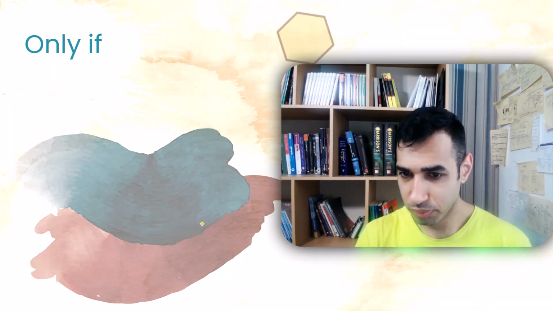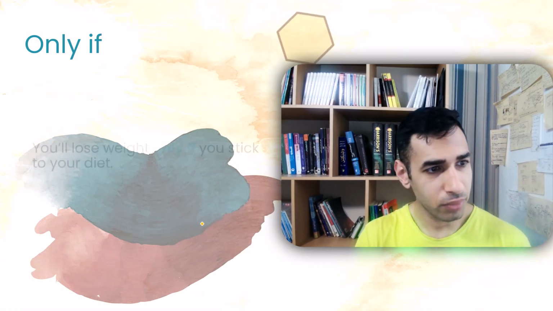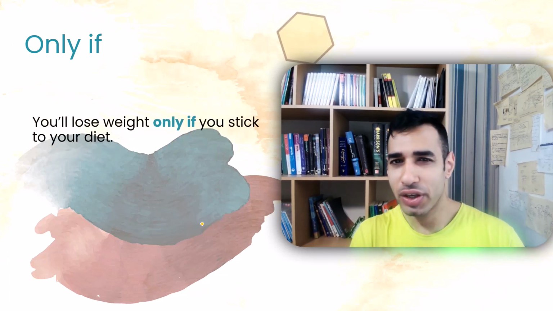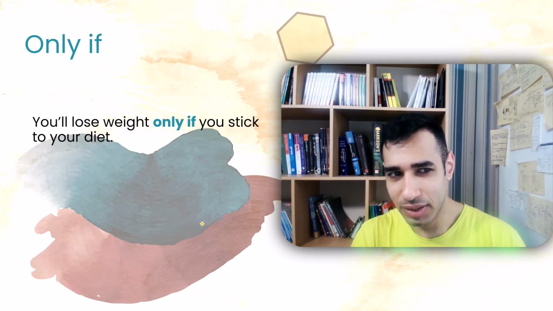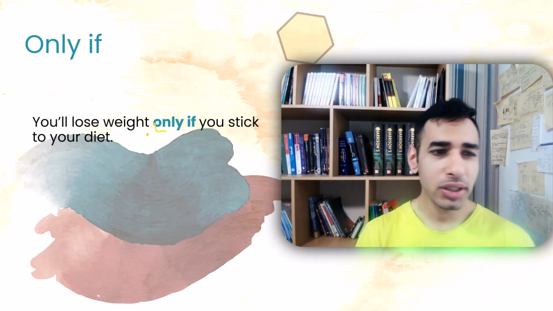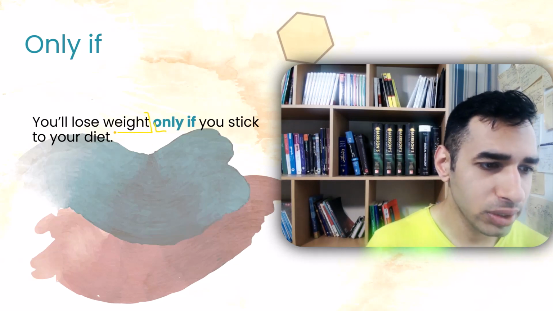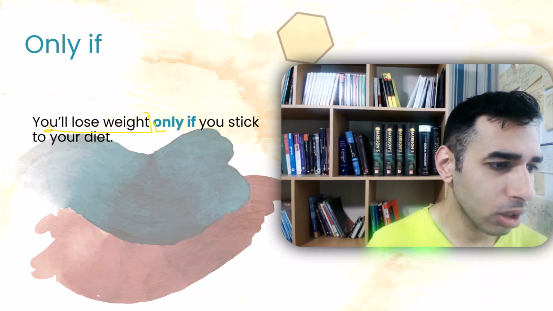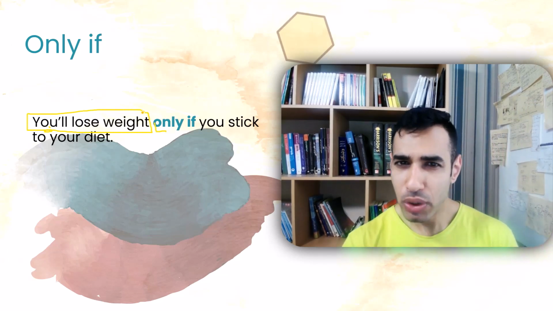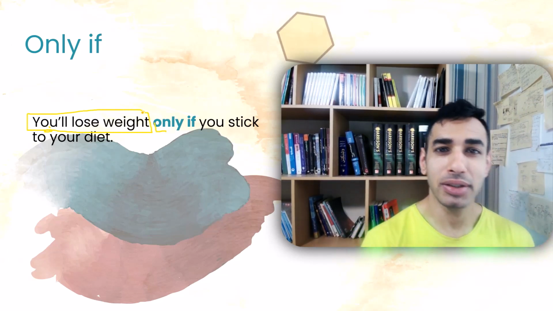Next example. You'll lose weight only if you stick to your diet. The second clause is the conditional clause, and the first clause is our main clause. You'll lose weight is the main clause, and we want the main clause to happen, to be true.